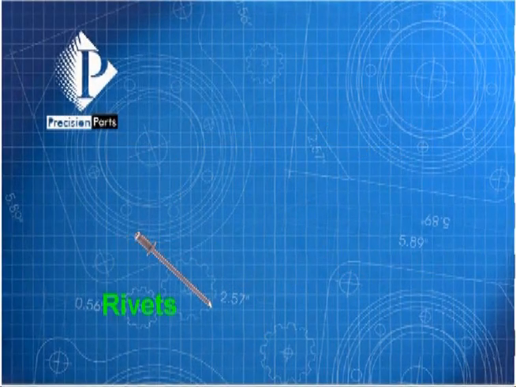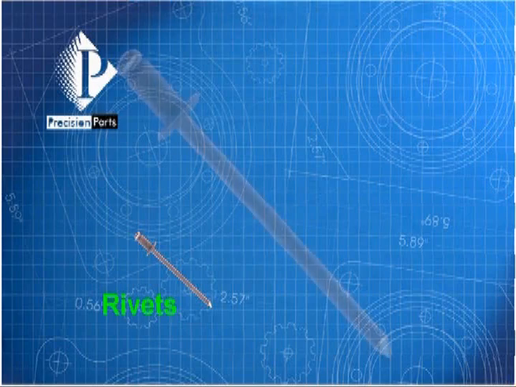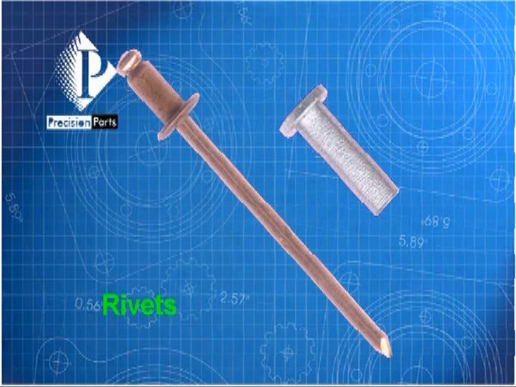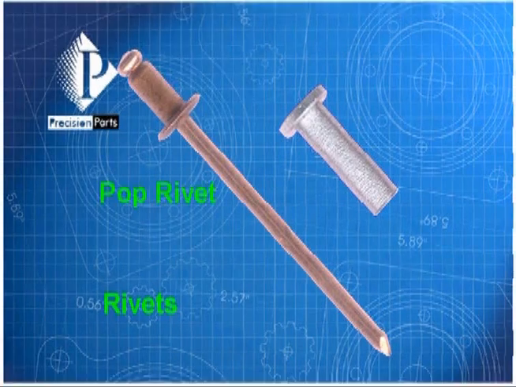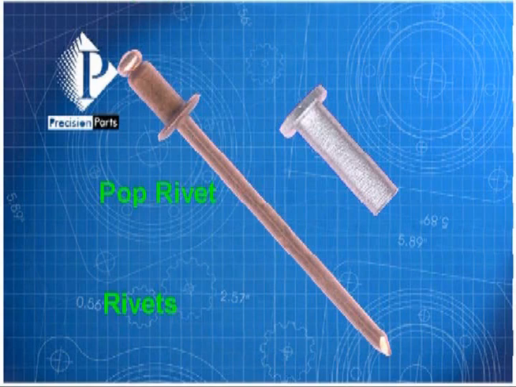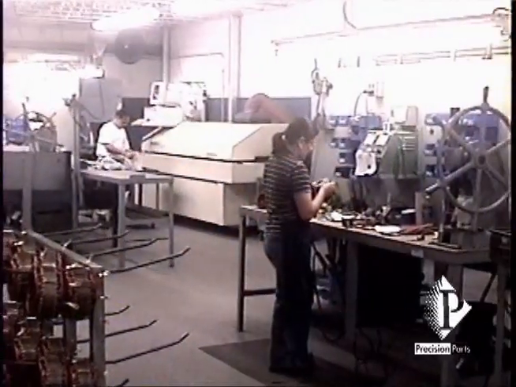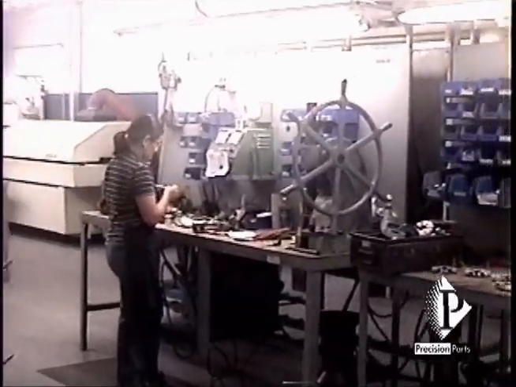The last fastener type we will examine in this program is the rivet. We use two types of rivets in the PPR process: the pop rivet and the tubular rivet. Rivets are used when a threaded fastener is not appropriate for the application. PPR primarily uses rivets in the rectifier area.